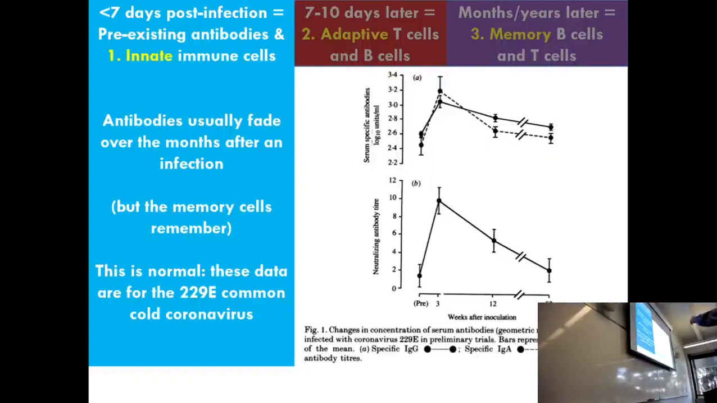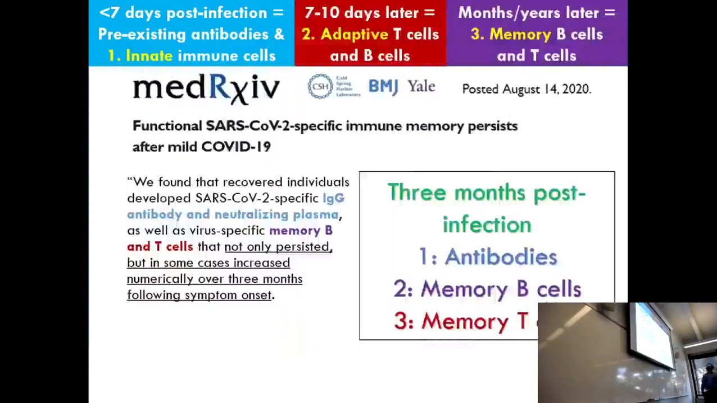Now, I said coronavirus, and you might have interpreted that as COVID, unless you read the fine print here. It's actually one of the common cold coronaviruses, the 229E coronavirus, which is 60% similar to the COVID. And so you see that it's normal for this to fade, and yet you still remember, despite your antibody serum levels dropping, there's lots of other ways for your immune system to remember. And so this was something that came out in August 14. This was the first good study that I saw that really saw that you had persistent protection.